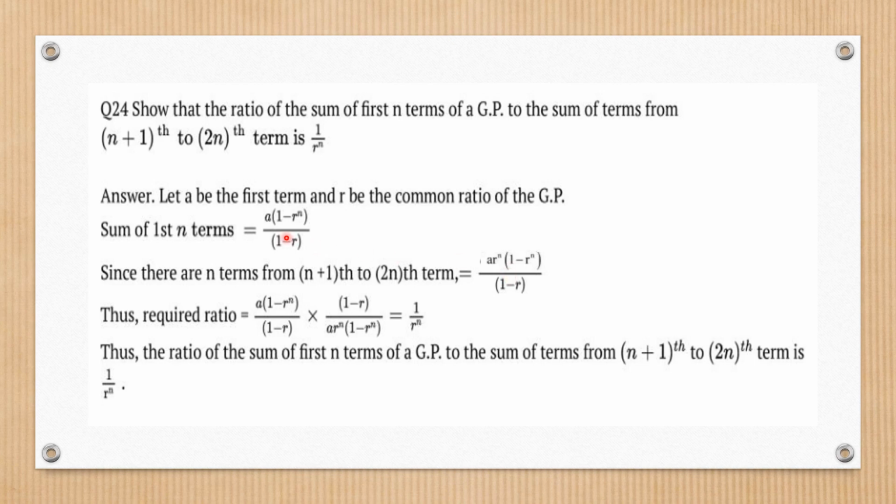Now what I will do is find the required ratio. Ratio of sum of first n terms means this divided by this. Okay, from this to this. So when I divide, everything will be cancelled except this 1 upon r raised to power n, which is the required ratio.